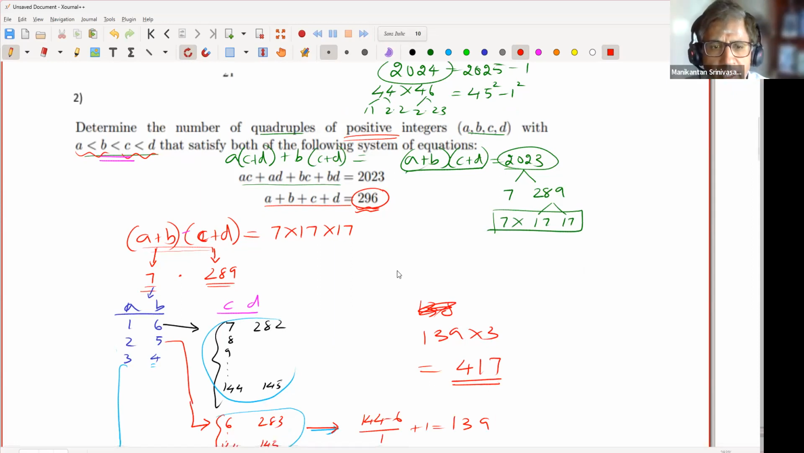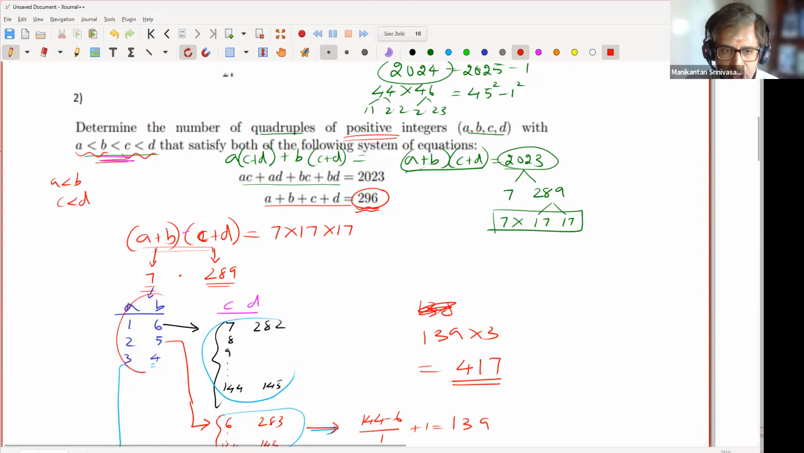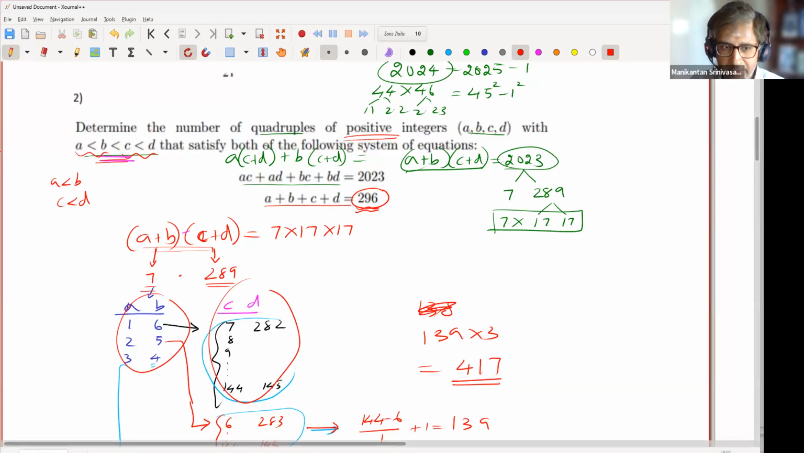I'm just thinking, what other variant of this? Suppose they had given one other simple variant: A less than B and C less than D. They didn't give B is less than C. Then these two parts are independent. For A and B we have 3 categories, and then for C and D we'll have all the way from 1 to 88, 2, 3, and so on. So C can go all the way to 144. So in that case, we'll have more flexibility, right? So 3 into 144. Suppose they didn't give the B is less than C constraint, then it just becomes 3 times 144.